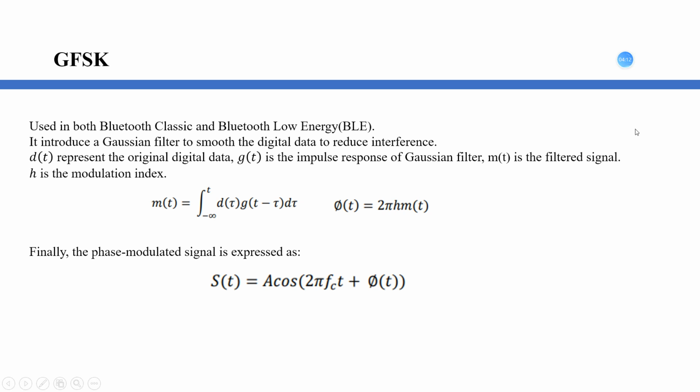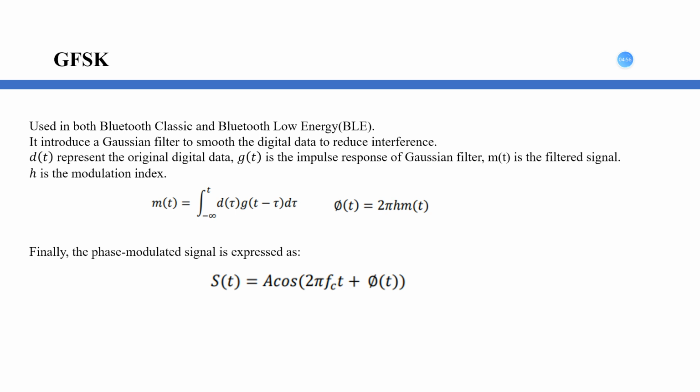The Bluetooth physical layer primarily employs 3 modulation techniques: GFSK, pi/4 DQPSK, and 8DPSK. GFSK is used in both Bluetooth Classic and Bluetooth Low Energy. The data rate is typically around 1 Mbps, suitable for low data rate transmission. Its fundamental idea is to introduce a Gaussian filter to smooth the digital data to ensure continuous phase and reduce interference.